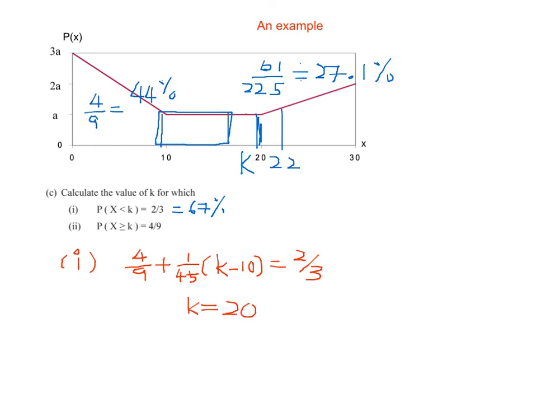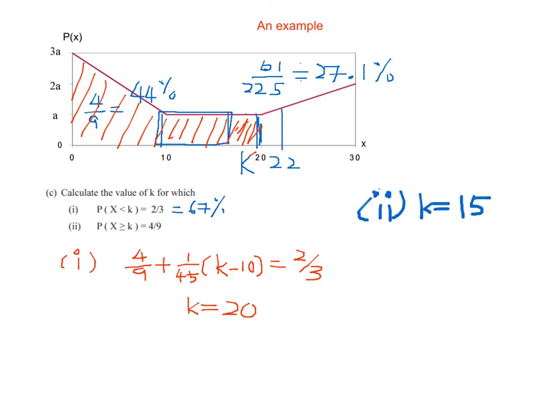So that means that really we are talking about the area from here until x equals 20, or k is actually really 20. And the answer for part 2 is k equals 15. I'll leave it to you, and I hope you get the idea of PDF, and perhaps you can try more problems.